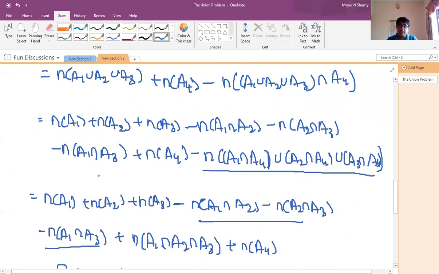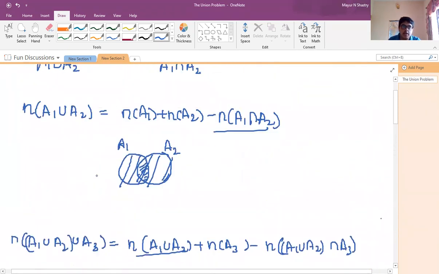You can realize the same thing by using Venn diagrams, but analysis by Venn diagrams becomes difficult because there would be so many regions you need to consider. So we resort to this kind of method of proving.